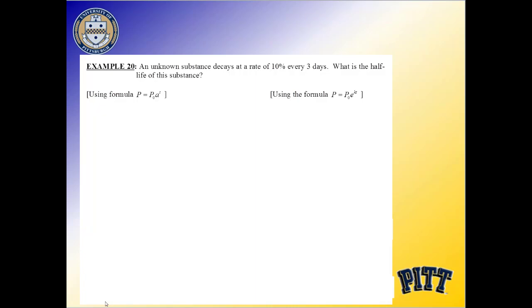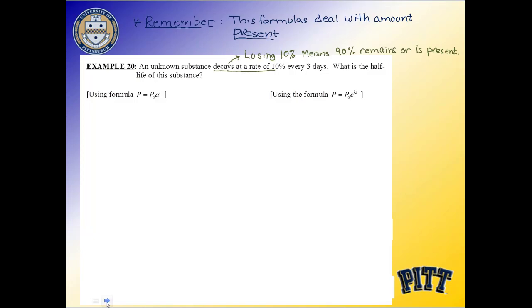So again, if I'm losing 10%, I'm going to have 90% left. These formulas deal with amount present. So when I'm figuring out what P is with respect to P sub 0, when I'm looking for A, the final amount is going to be 90%, or 0.9 times P sub 0. And that's going to equal P sub 0 times A to the third power, which means A to the third power is 0.9, which means A is going to be the cube root of that, which is about equal to 0.9655.